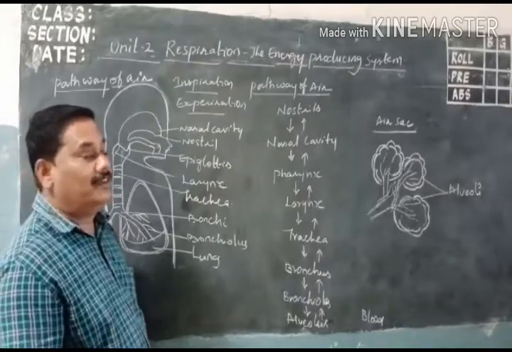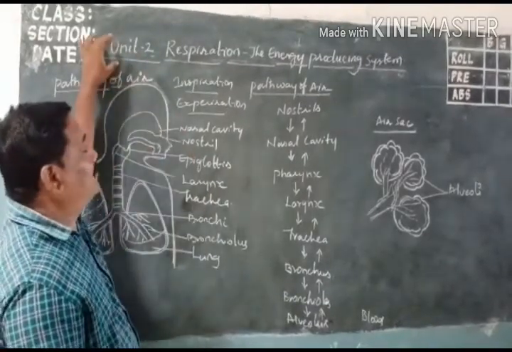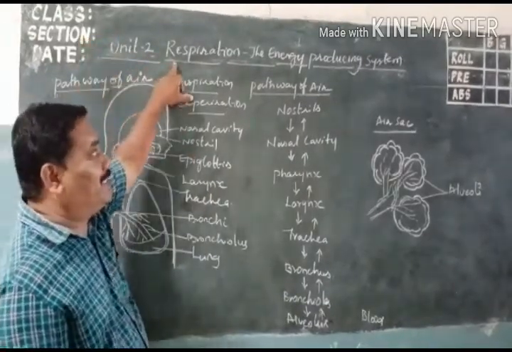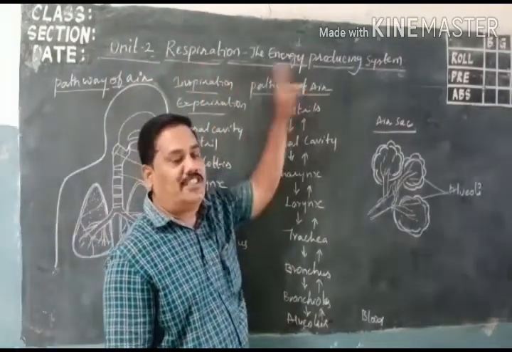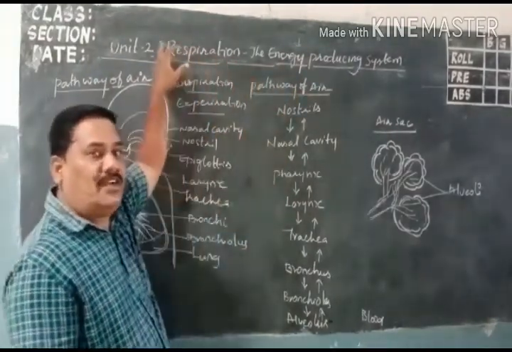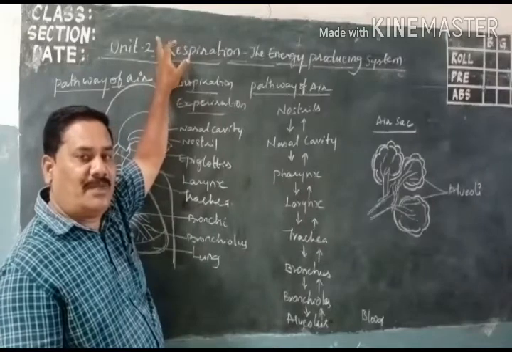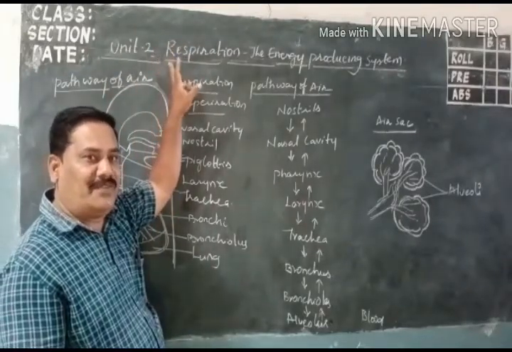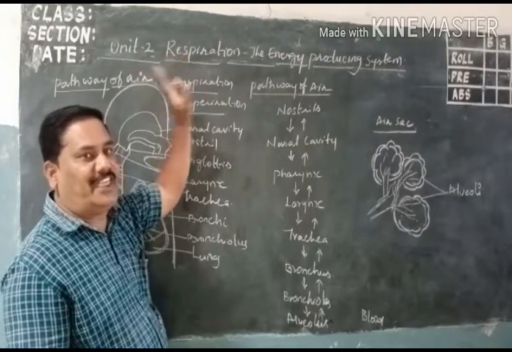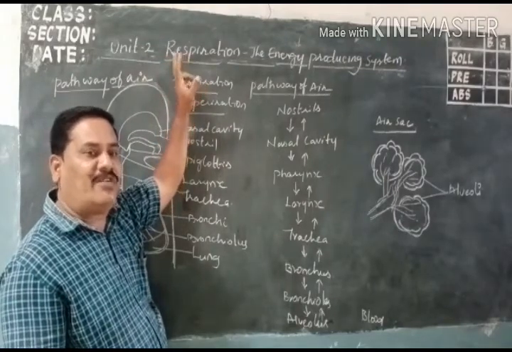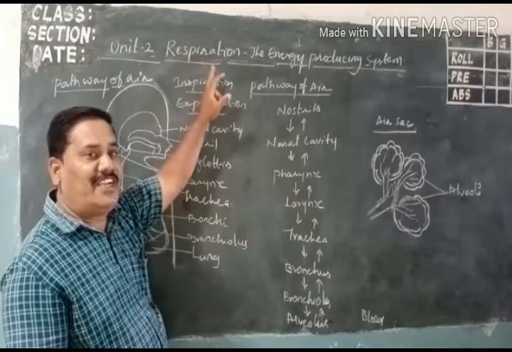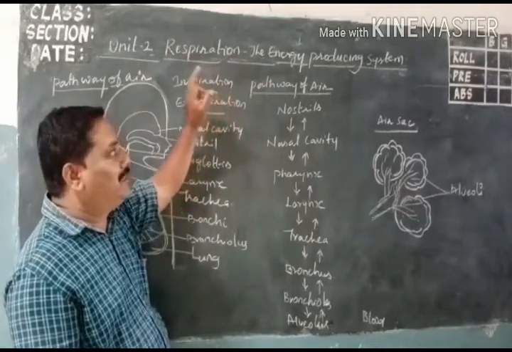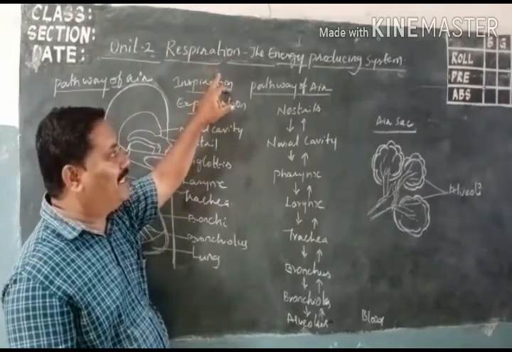Good morning everyone. Today we will learn Unit 2, Respiration, the energy producing system. All living organisms respire. Single-celled and multicellular living organisms need air. Without air they have no life. The air is releasing energy. What air is releasing energy?